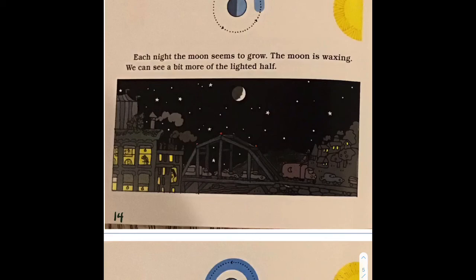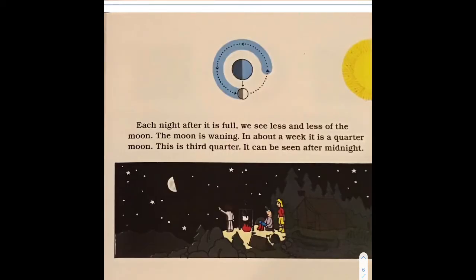Who can remember, what do you call it when the moon seems to grow? It says each night the moon seems to grow. The moon is waxing. Waxing. So when the moon looks like it's getting bigger, we call that a waxing moon. Seems to get smaller. When we see less and less of the moon, it is waning.